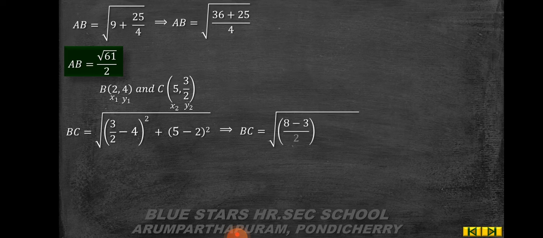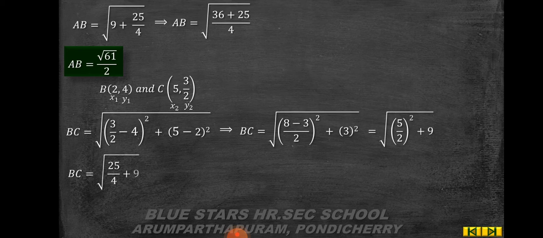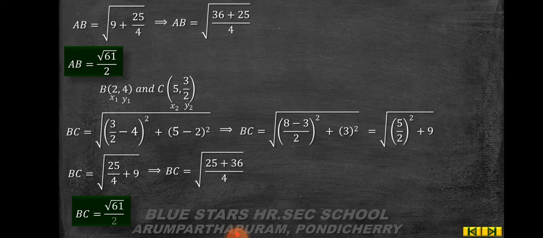to root of cross multiplication, 4 2s are 8, (8 minus 3) by 2 the whole square plus (5 minus 2 is 3) the whole square, which is equal to 5 by 2 the whole square plus 9, which is equal to root of 25 by 4 plus 9, which is nothing but (25 plus 36) by 4. Again you get BC is equal to root of 61 by 2.